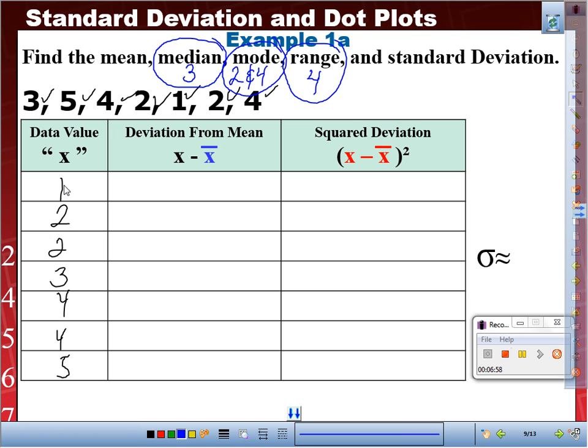Add all of them and divide by how many numbers we have, right? So let's see, 1 plus 2, that's 3, 5, 8, plus 4, that's 12, plus 4 is 16, plus 5, that's 21. And then how many numbers did they give us? 7, so 7 fits in there 3 times. Now look, this is what I'm going to do.